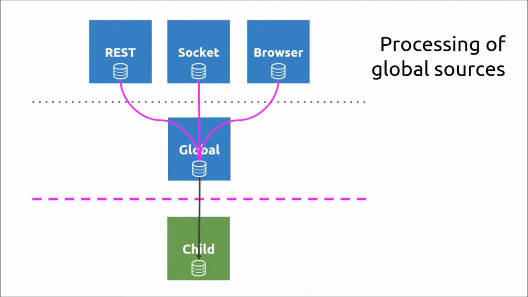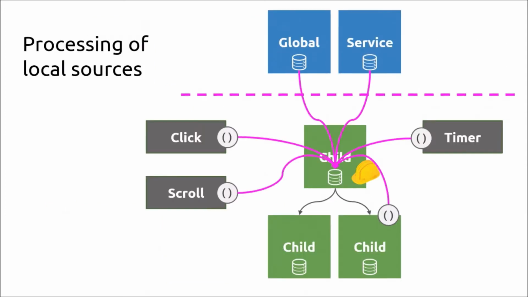So everything above this dashed line is global. Everything under this dashed line is local. What sources do I process for local state? As you can see here, of course, I reuse slices from the global state management, from the global state or from other sources.